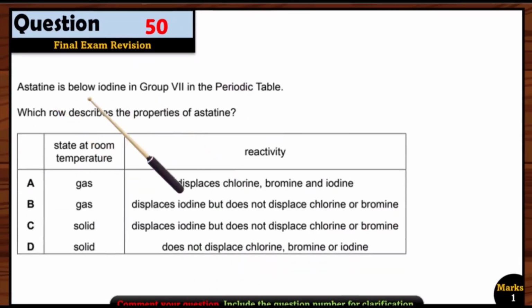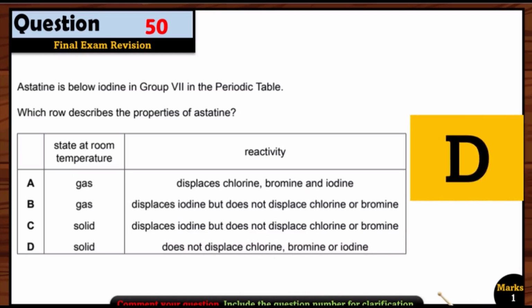Question 50. Astatine is below iodine in group 7 in the periodic table. Which row describes the properties of astatine? So astatine, of course, is below iodine. Iodine is a solid. So astatine, of course, is also solid. So C and D options are right. Now let's see the displacement reactions. Displaces iodine but does not displace chlorine or bromine. Wrong. It cannot displace any one of them because it is below them. So that's why option D is right.